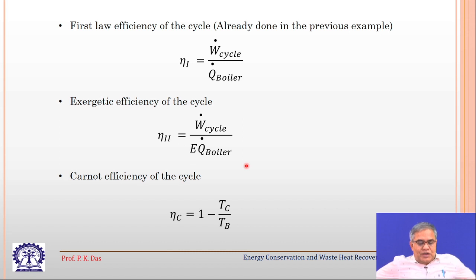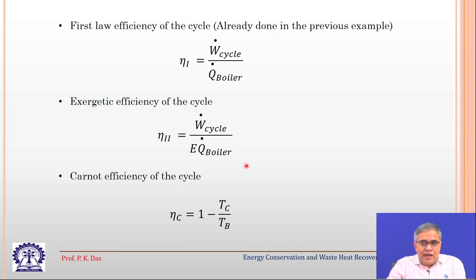Now, what do you think? Which one will be larger, first law efficiency or second law efficiency? So, you see W dot cycle is common for both the cases, but Q dot boiler is higher compared to the exergy supplied to the boiler. So, you can make some sort of judgment which one is higher, and you can also think yourself why there is a difference between the two efficiencies.